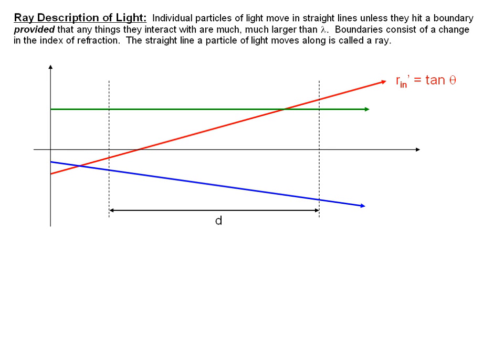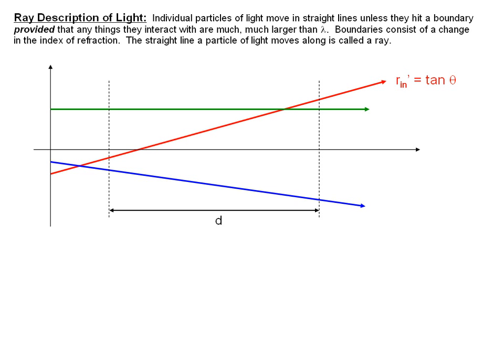Today we're going to cover ray matrices, which is a mathematical method for describing the propagation of rays of light. Now remember, our ray description of light says that individual particles move in straight lines unless they hit a boundary of some type, provided that the things they interact with are much, much larger than a wavelength. So this theory really applies to macroscopic lenses and things on the order of hundreds of microns, millimeters, or larger.